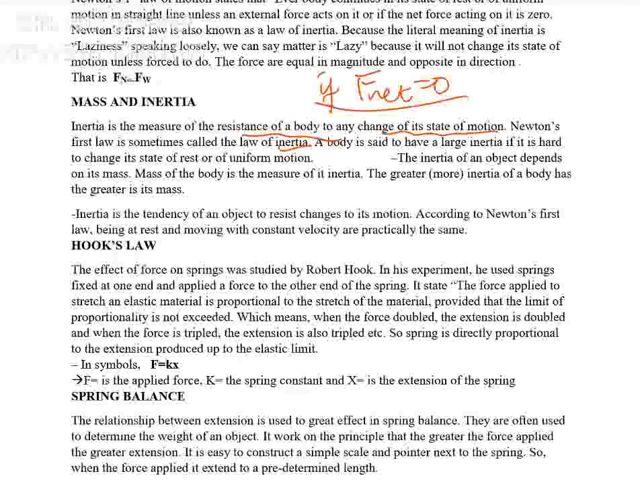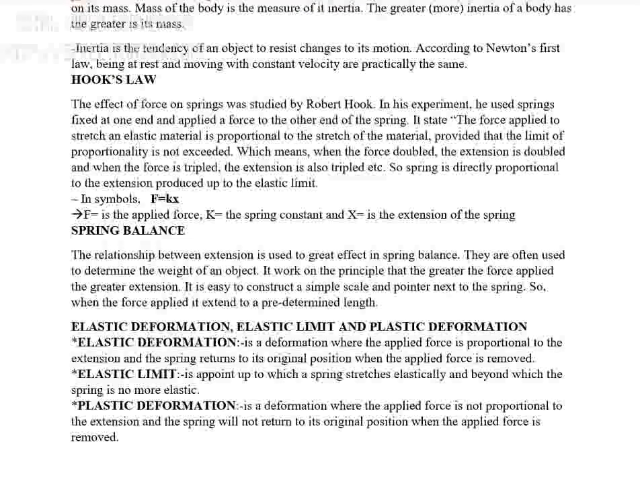A body is said to have large inertia if it is hard to change its state of motion, whether it is a state of rest or a state of motion. If it is difficult to change its state of motion, that material or that object has a large inertia. The other thing is Newton's second law.